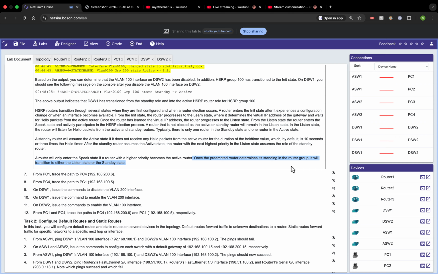A standby router will assume the active state if it does not receive any hello packets from the active router for the duration of the hold time, which is by default 10 seconds, or 3 times the hello timer. Either one of the two. After the standby router assumes the active state, the router with the next highest priority in the listen state assumes the role of the standby router. A router will only enter the speak state if a router with a higher priority becomes the active router. Once the router determines its standing in the router group, it will transition to the listen or the standby state.